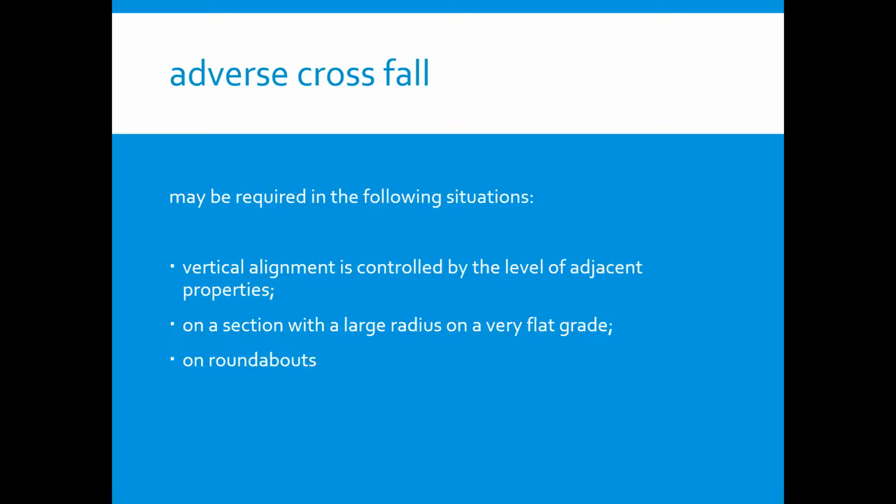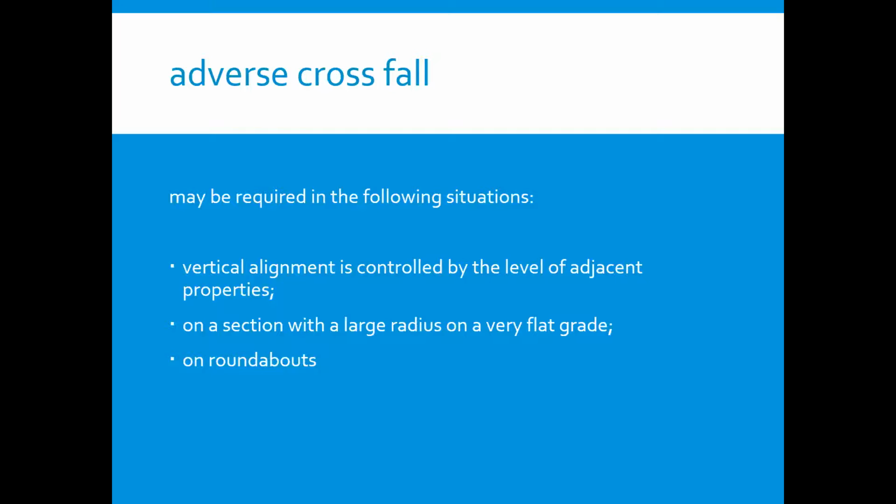However, curves with adverse crossfall may be required in the following situations: where the vertical alignment is controlled by the level of adjacent properties, on a section with a large radius on a very flat grade. In this case, adverse crossfall may be preferable to avoid drainage problems on large flat areas, within a superelevation development, and on roundabouts.